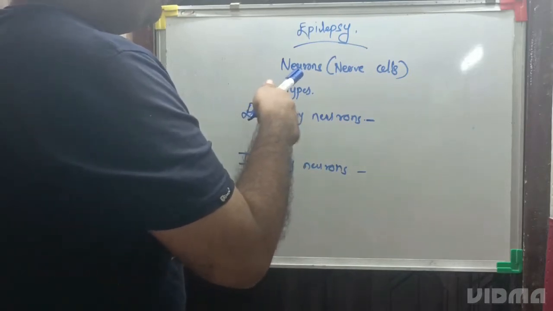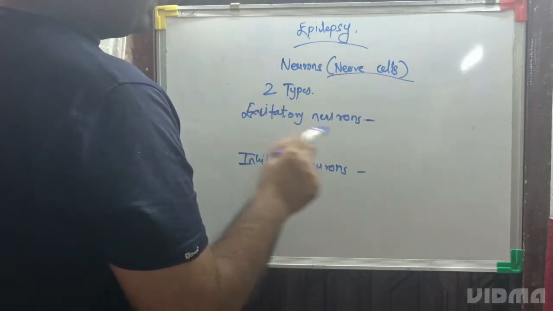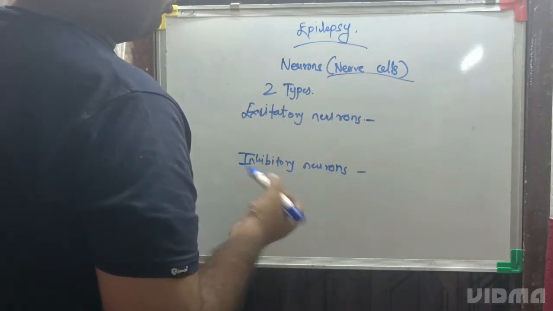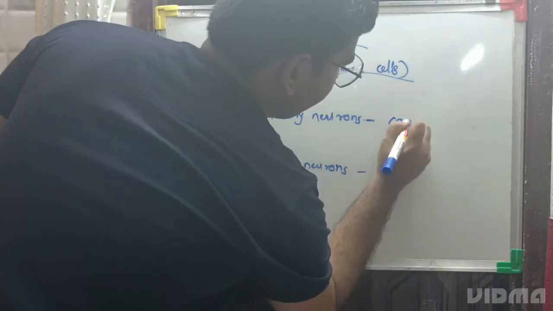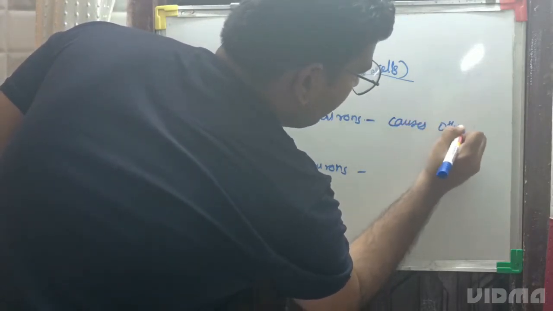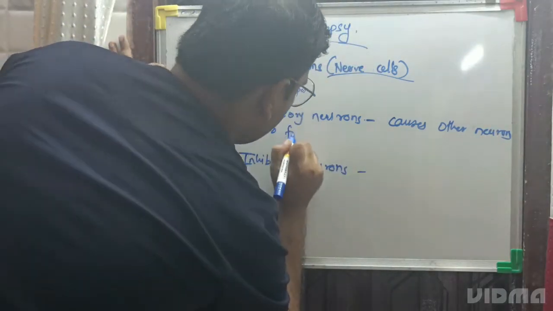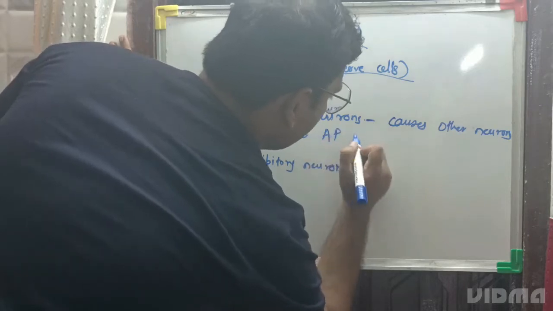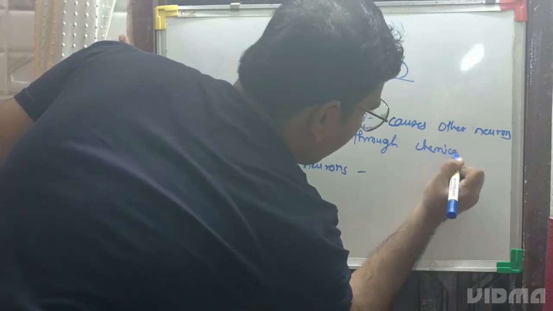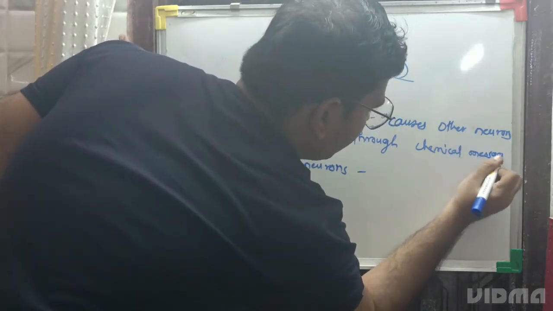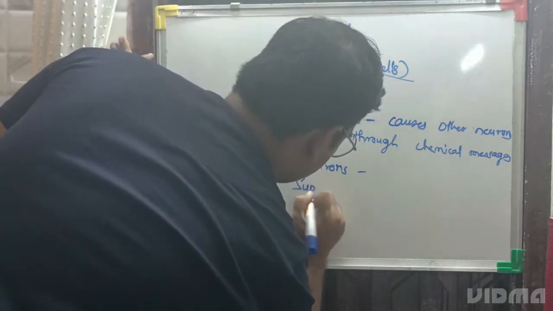Here now we will focus on the neurons, also called nerve cells. There are two types of nerve cells. The first one is the excitatory neurons and the second one is the inhibitory neurons. Excitatory neurons cause other neurons to fire an action potential through chemical messages, also called neurotransmitters. And what do inhibitory neurons do? They suppress this process.